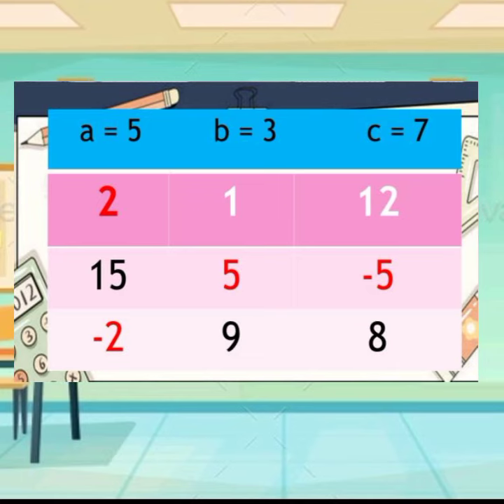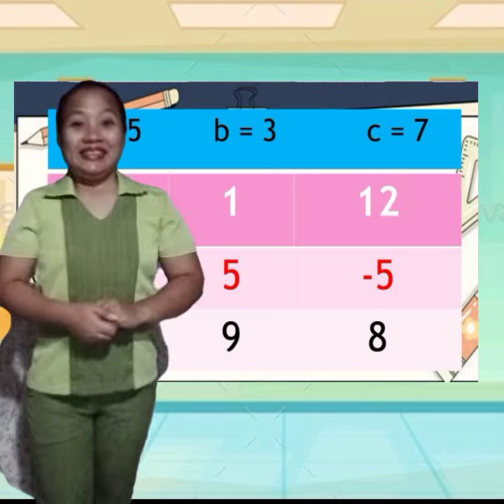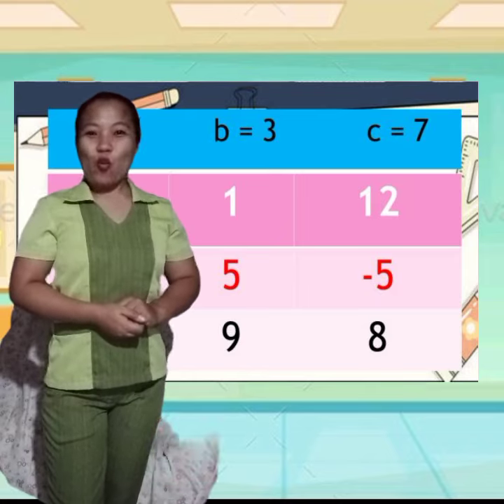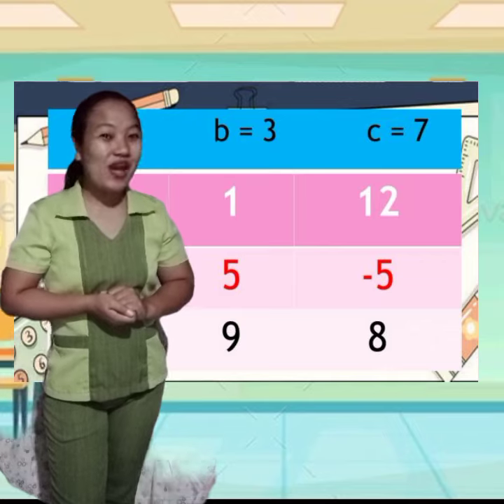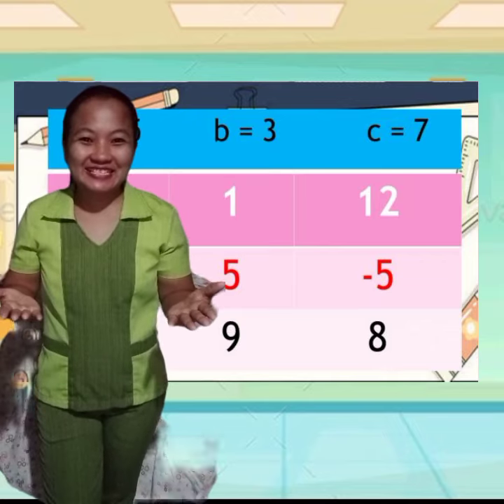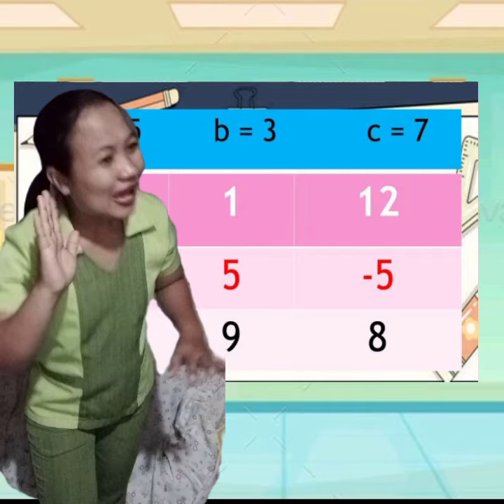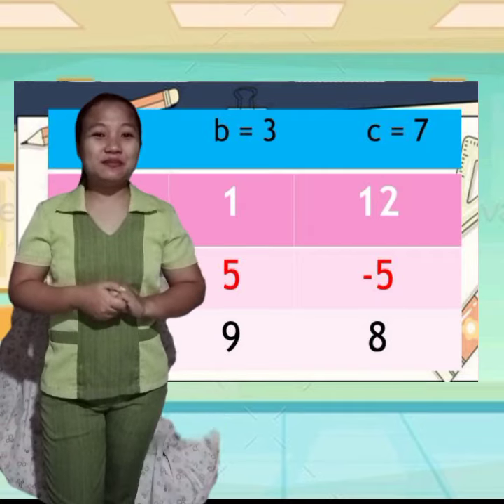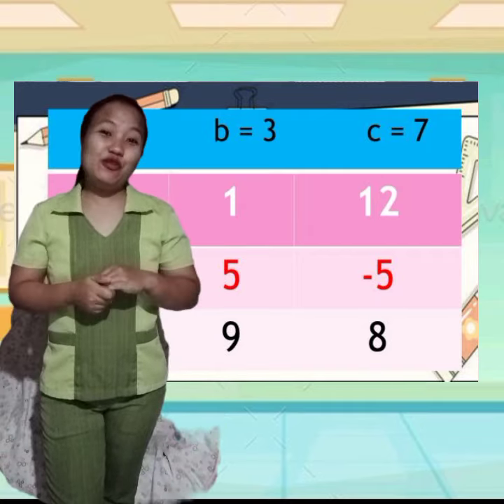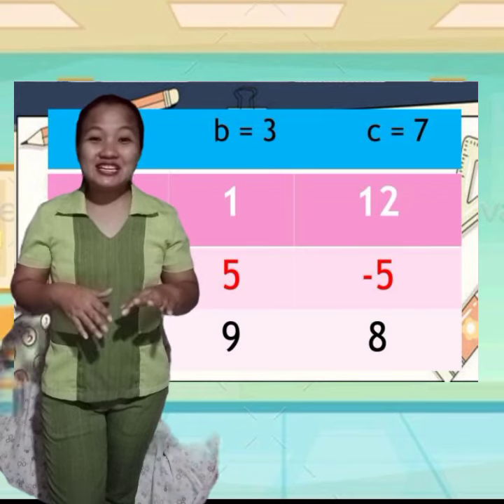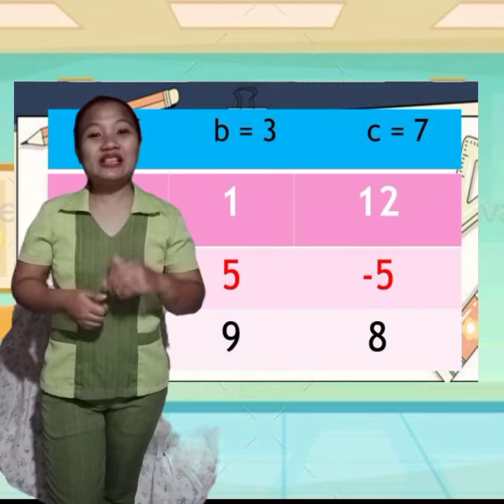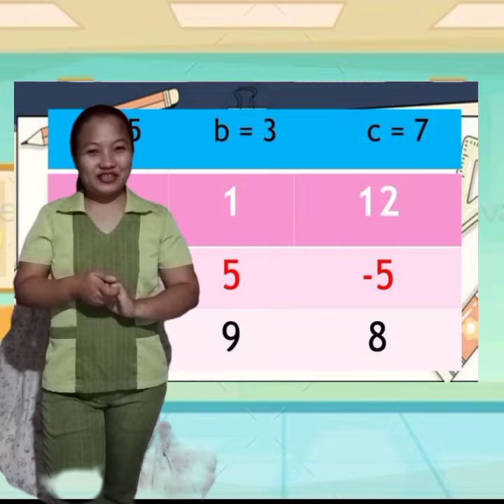We will read it horizontally. We have 2, 1, 12, 15, 5, negative 5, negative 2, 9, and 8. Now, my question is, why do we call it a magic square? Anyone from the class? Yes? Very good. So we call it a magic square because if we add the numbers horizontally and vertically, it will give us the sum of 15.